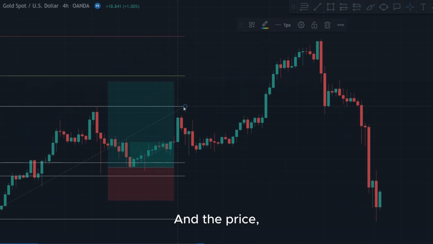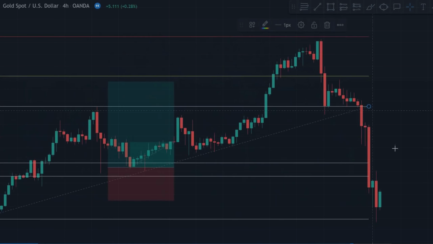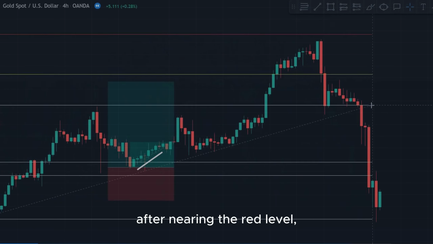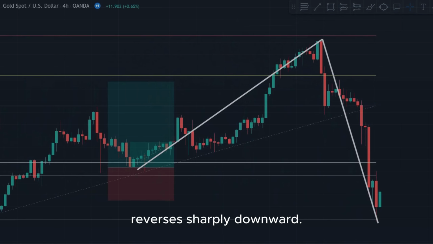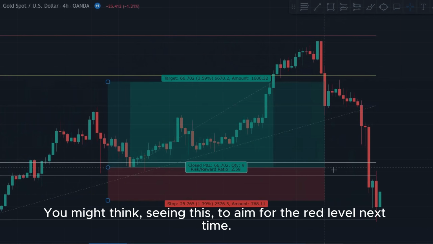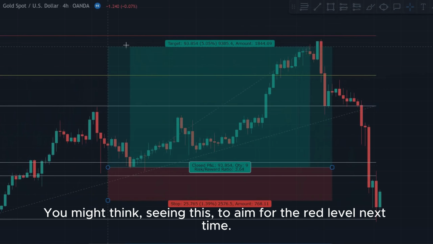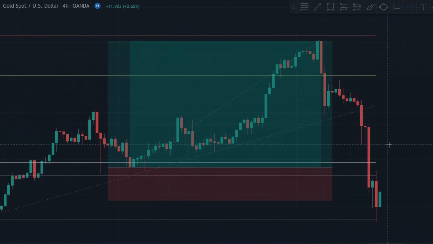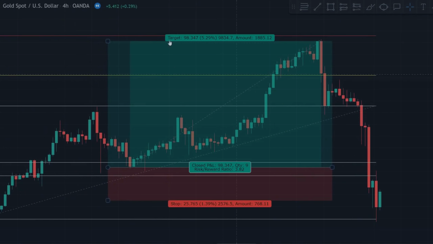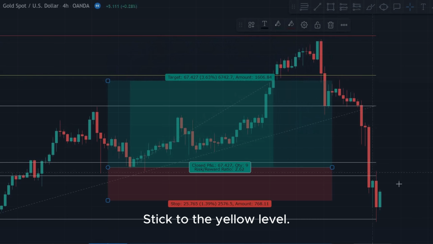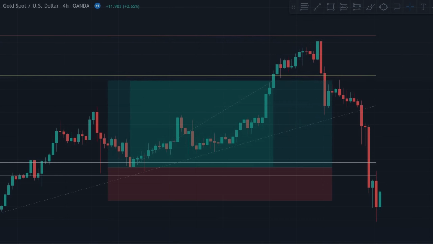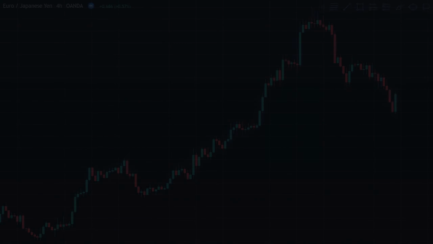And the price, after nearing the red level, reverses sharply downward. You might think, seeing this, to aim for the red level next time. But no, we shouldn't be greedy. Stick to the yellow level. Now, let's move to another example.